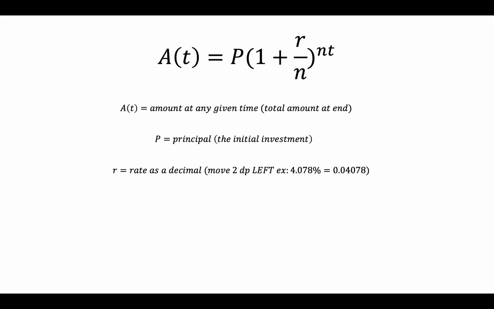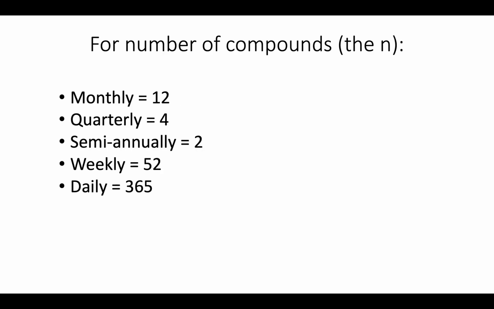Next comes your R. That's your rate as a decimal. To get it to a decimal, because it's always going to be given to you as a percentage, move it 2 decimal places to the left. So for example, if you have 4.078%, it doesn't matter that there's already a decimal there. You're still going to move that decimal 2 places to the left. So 4.078% as a decimal will be 0.04078. N is the number of compounds per year, and T is your time in years.